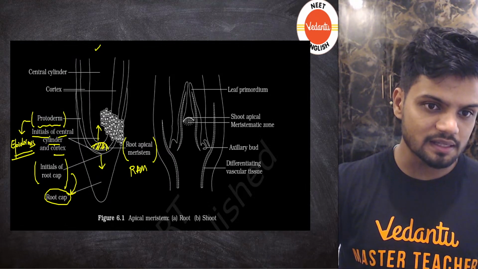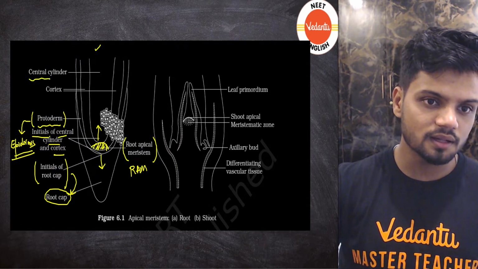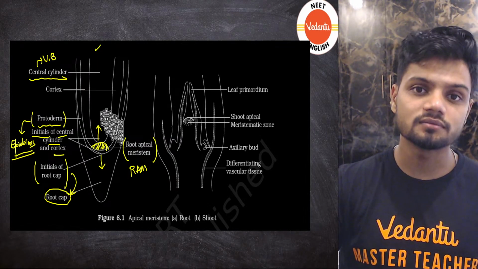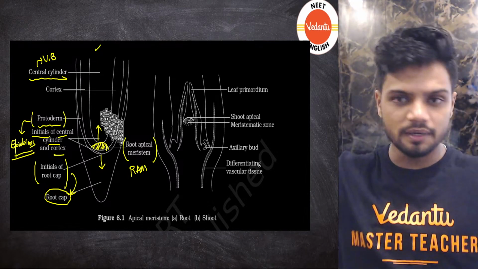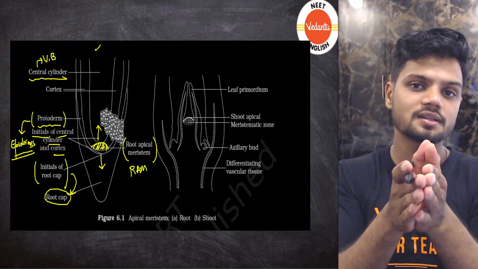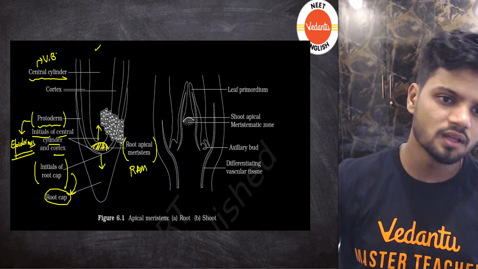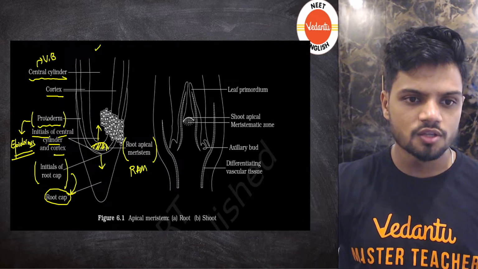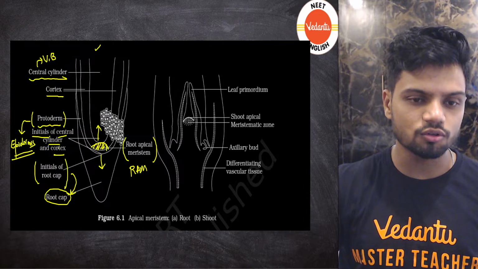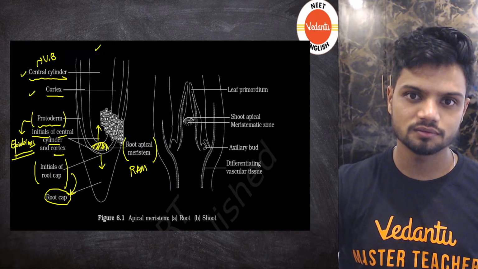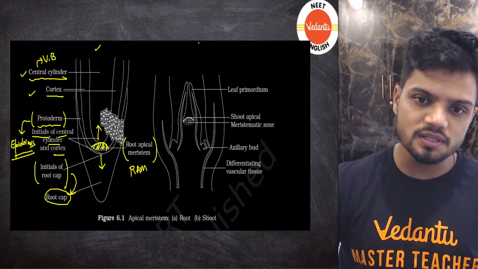Initials of central cylinder will make up the central cylinder later on, which is basically the vascular bundles. Because obviously, outer it is epidermis, then cortex, and in the middle the vascular bundles. That is how it goes. Then we also have cortex. All of you know general cortex. So initials of central cylinder and cortex will make up the central cylinder and cortex eventually. Done.